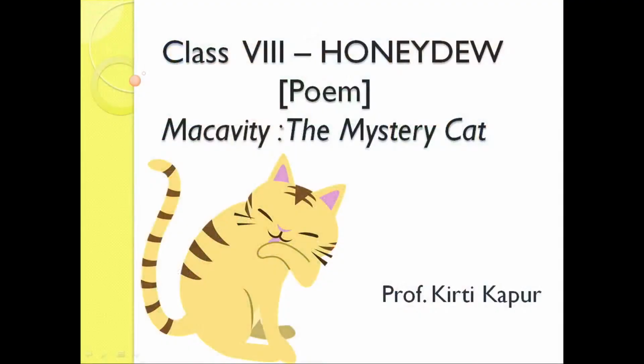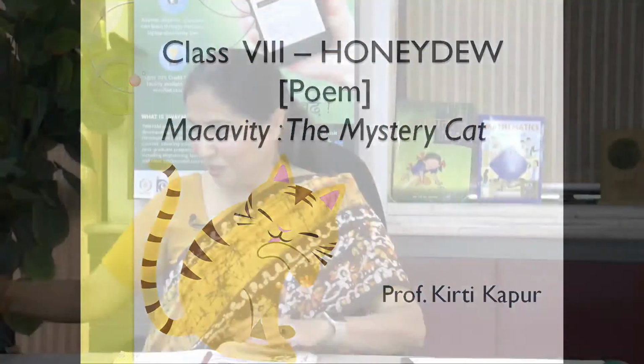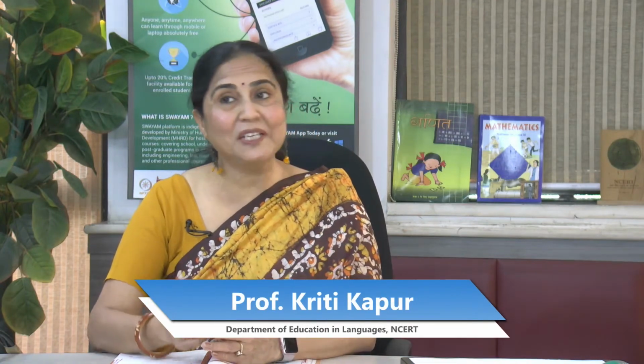So, ma'am, like I said, the title is very interesting. So, what exactly is this poem all about? Okay, first of all, I want to tell the students, please open your books on page 50 and 51. This poem is from NCERT's English textbook for class 8, unit 3, and the poem is Macavity the Mystery Cat. You can see it on your screens. As you have asked me what it is all about, see, this poem is about a cat who is very mysterious. We will come to know about it when we read the poem.